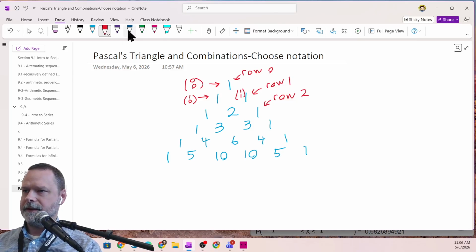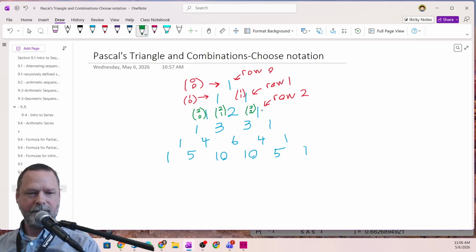And actually, let's switch the color up a little bit. And then again, for row 2, this could be 2 choose 0. There's one way to choose nothing out of 2. This guy could be 2 choose 1. That's 2. And then 2 choose 2 is that 1 right there. There's only one way to pick 2 things out of 2 things. Okay? And so we're getting all these connections. We can see it there.